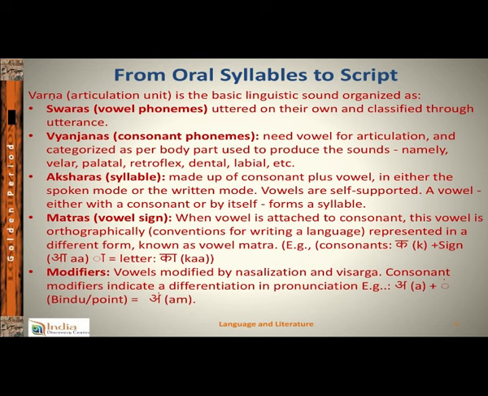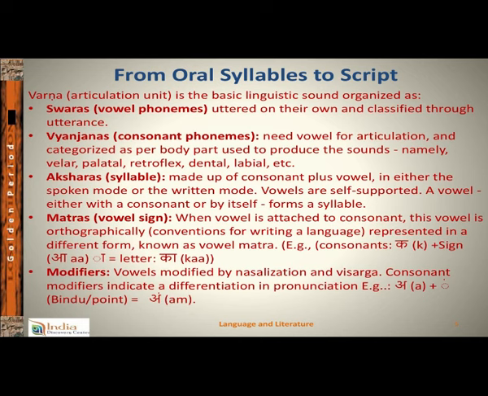In Sanskrit, the word varna, which is nothing but an articulation unit, is the basic linguistic sound that gets organized into phonemes, swaras, and consonants, vyanjanas. The vowel phonemes are uttered on their own and classified through utterances. Similarly, the consonants need a vowel to articulate. Without a vowel, you cannot articulate any consonant. That's the idea here. Either when you're speaking or writing, there is always a vowel involved with a consonant. Vowels are self-supported, and a vowel either with a consonant or by itself forms a syllable.